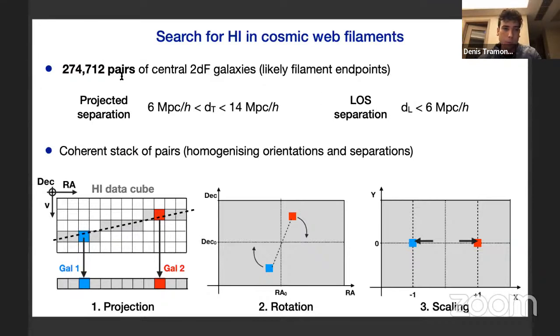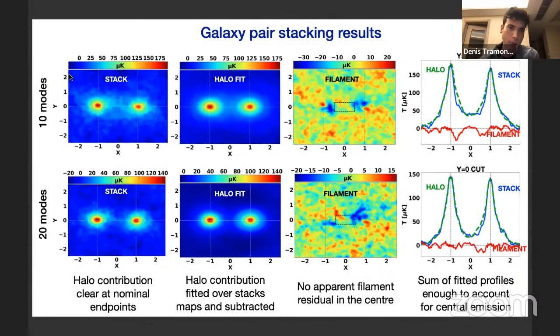So once we have these endpoints of the filament, we go and stack them. But again, the stack here is more complicated due to the three-dimensional nature of the filaments. So first of all, from the HI maps or from the HI data cube, we have to slice out a plane that contains the two endpoint galaxies and hopefully the filament in between. Then we perform a rotation and a scaling in order to place the two galaxies always in these positions, minus one and plus one, in order to have them coherently aligned when we do the stack of all the pairs. So these are the results, again, for both foreground removal schemes.